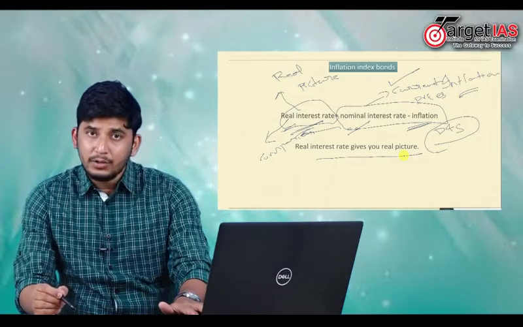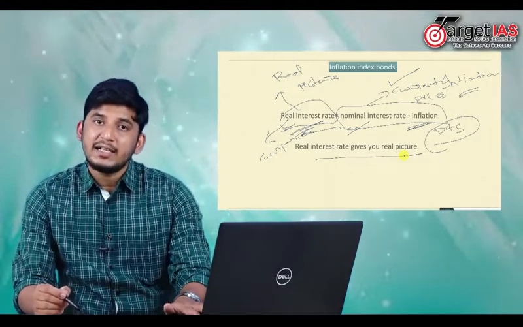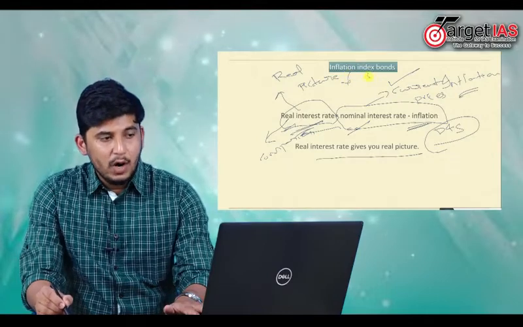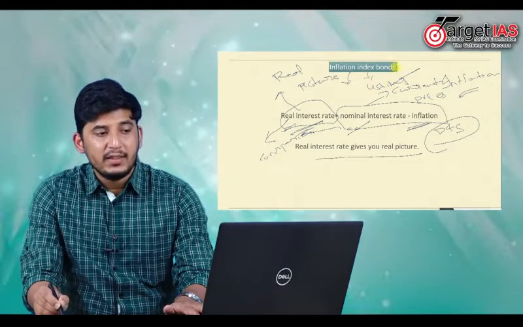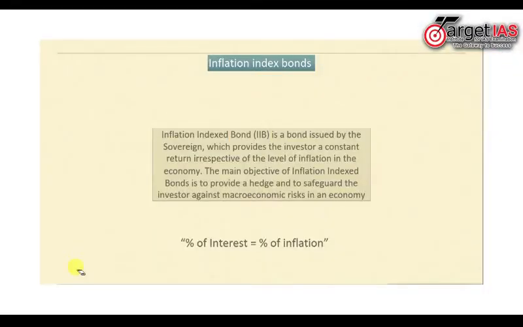Now we are going to deal with inflation index bonds. We know what inflation is, we know what an index is, and we know why they issue bonds: to raise money. Moving on to the details of inflation index bonds. We know that inflation has been added to the bonds. The definition: it is a bond, so there should be an issuer. The issuer releases the bond to raise money. It provides the investor a constant return irrespective of the level of inflation in the economy. Irrespective of the inflation, this is important again.